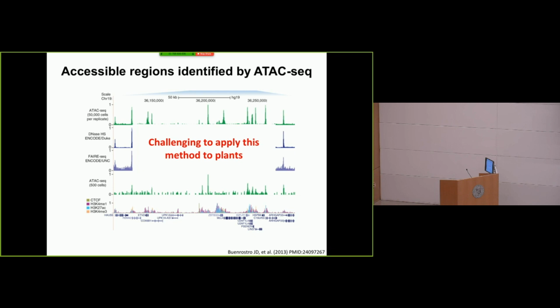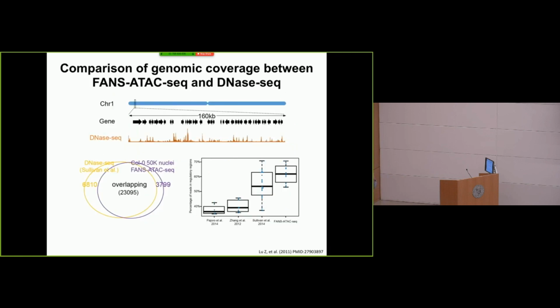And of course, in plants, the mitochondrial genome is about 20 times larger than the human mitochondria. And then there are chloroplast genomes. They're also large, and there are many chloroplasts often per cell. And so basically, in the lab, Lu, who finally got this to work, hypothesized that we just need a cleaner way to isolate nuclei.